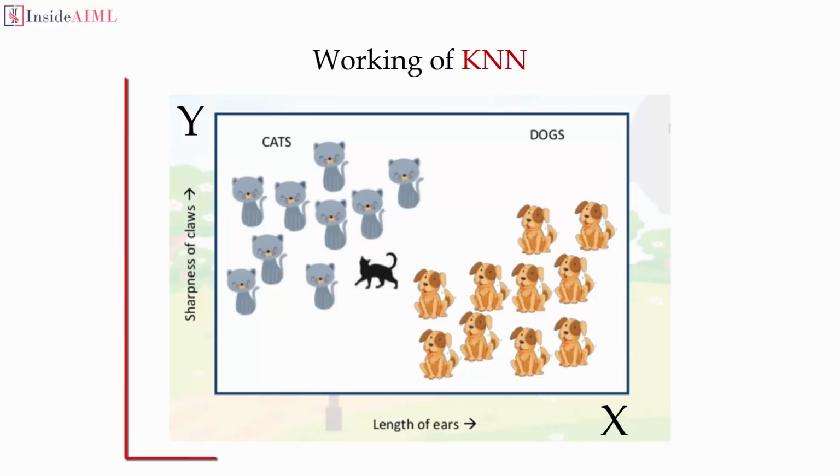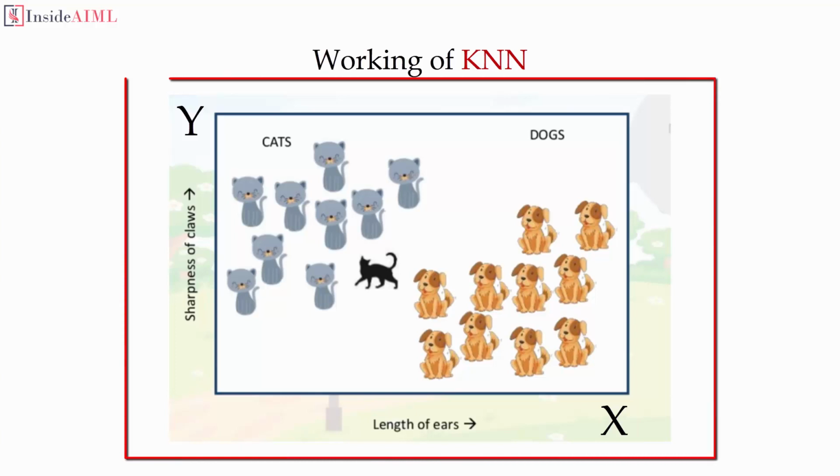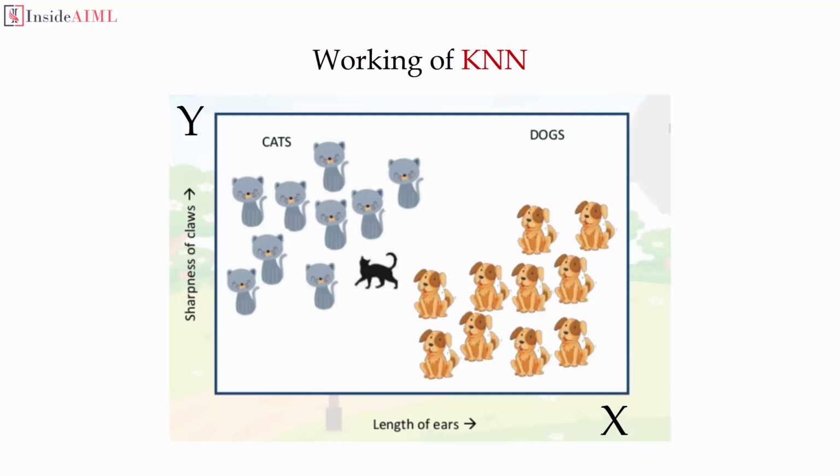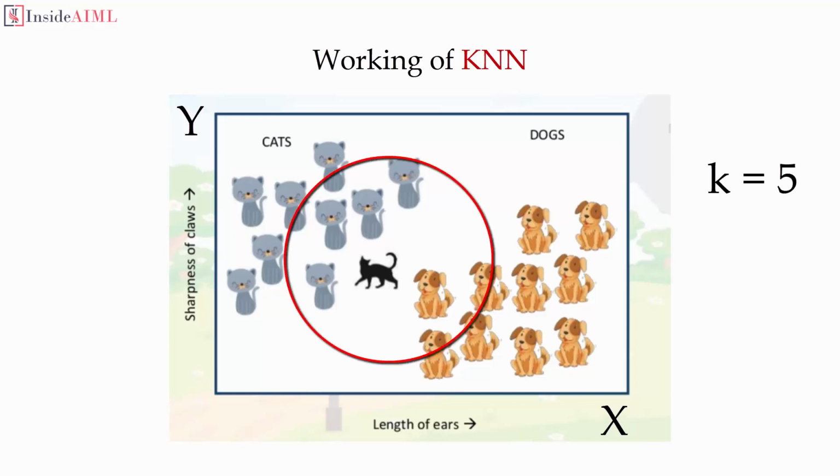Now this is a perfect scenario for KNN. What we do is plot the information of the unknown animal on the XY axis. As we can see, between the cats and dogs groups, there is a black colored animal which we have no idea whether it belongs to cats or dogs. For this example, we're going to take the value of K as 5. So we will find the 5 nearest neighbors of the unknown animal.